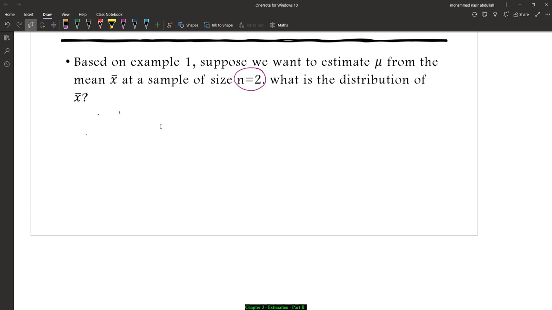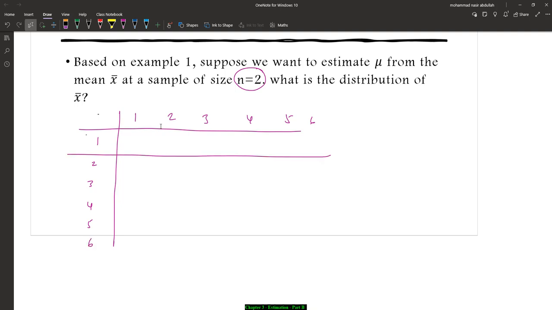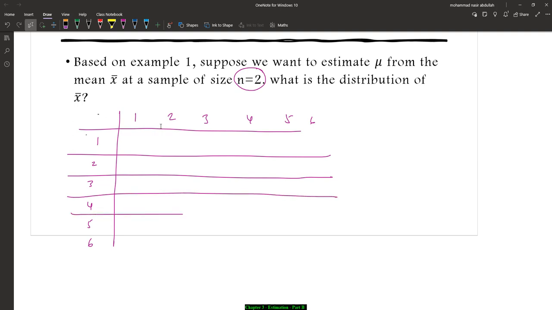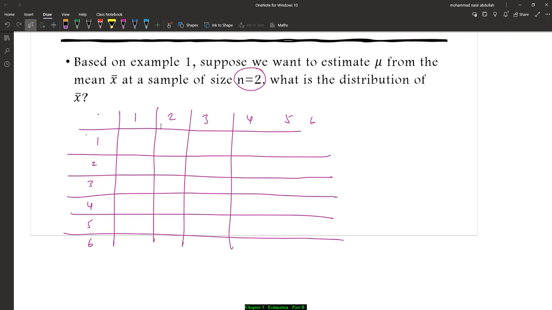So when we have n equal to 2, we're going to have rows and columns. This is 1, 2, 3, 4, 5 and 6, and this is 1, 2, 3, 4, 5 and 6. And we make a nice table.